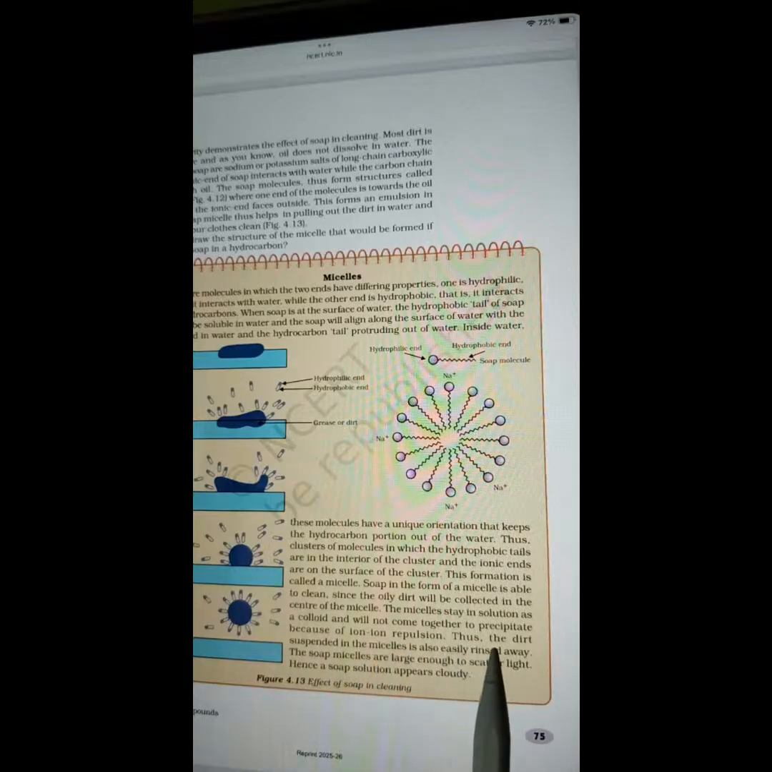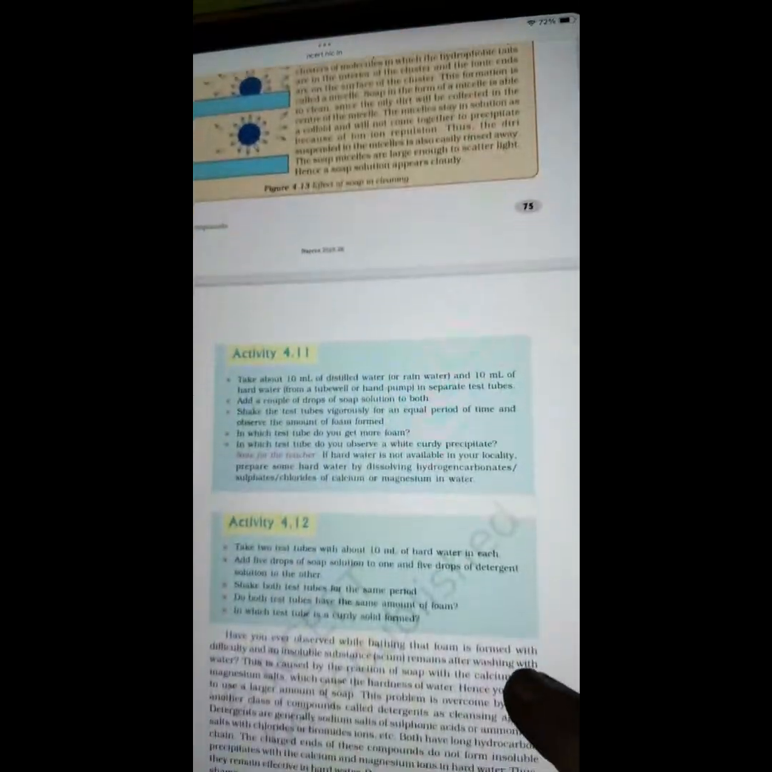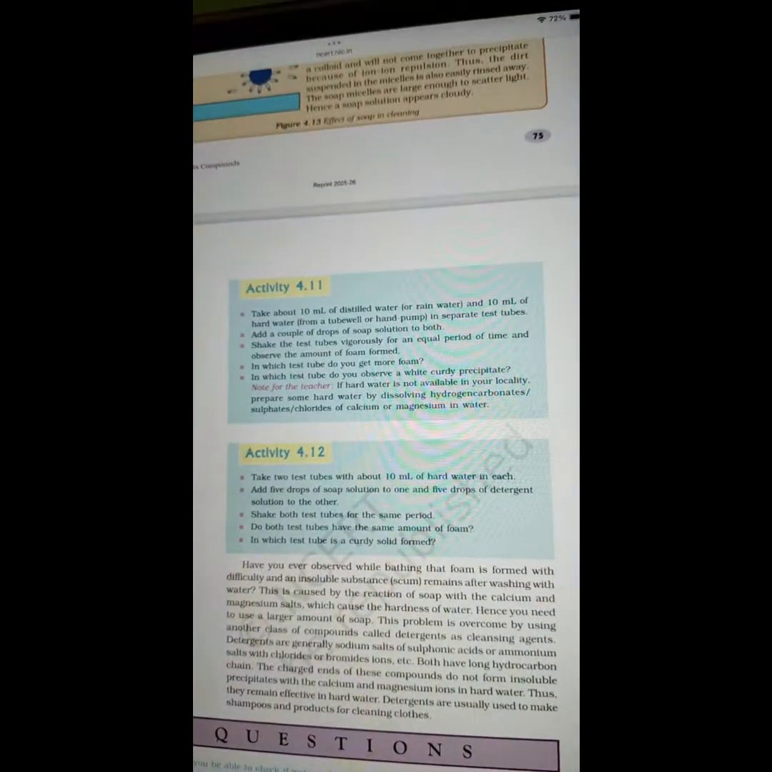The micelles stay in solution as a colloid and will not come together to precipitate because of ion-ion repulsion. Thus, the dirt suspended in the micelles is also easily rinsed away. The soap micelles are large enough to scatter light, hence a soap solution appears cloudy.